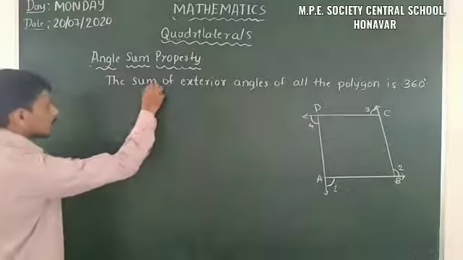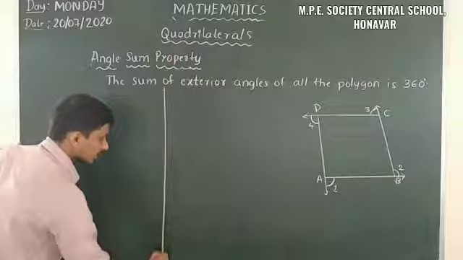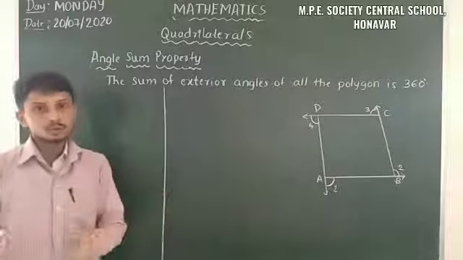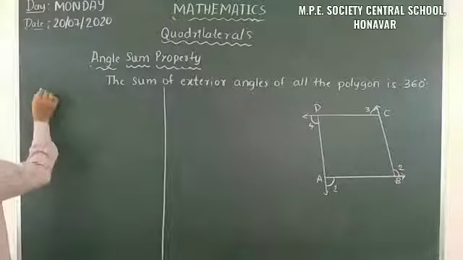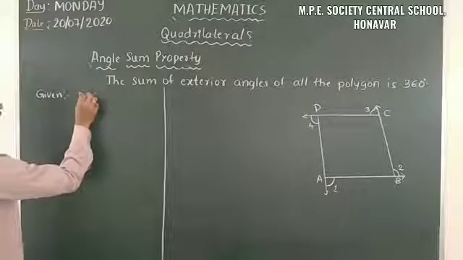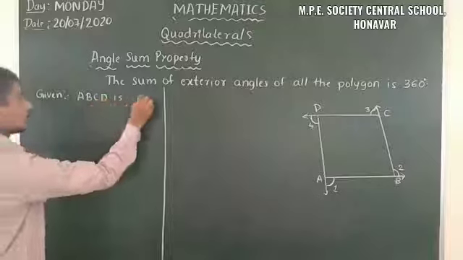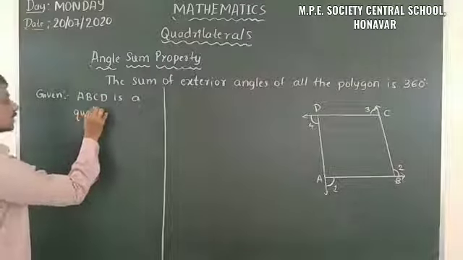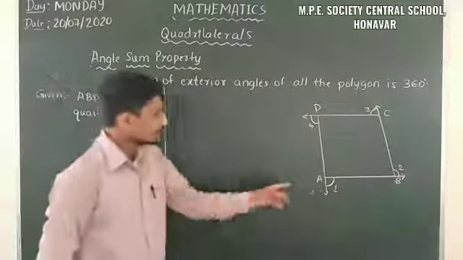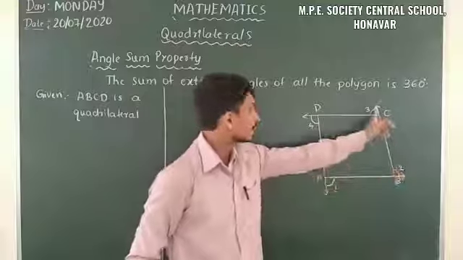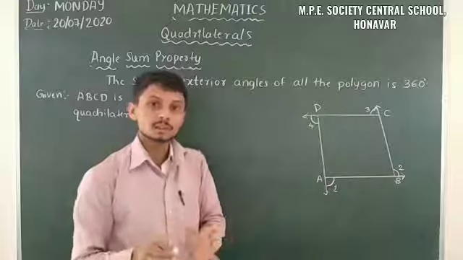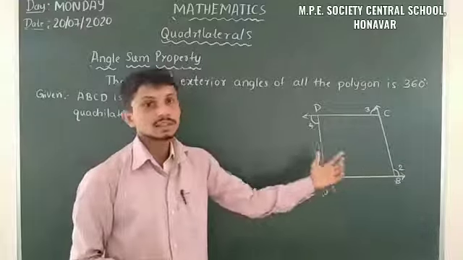For the proof I will part this blackboard into two parts. Firstly we write what is given and what we have to prove. Given: ABCD is a quadrilateral. To prove: angle 1 plus angle 2 plus angle 3 plus angle 4 is equal to 360 degree. That means the sum of exterior angles of any polygon is 360 degree.